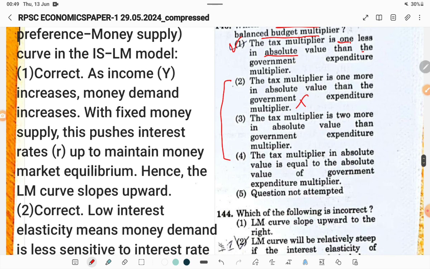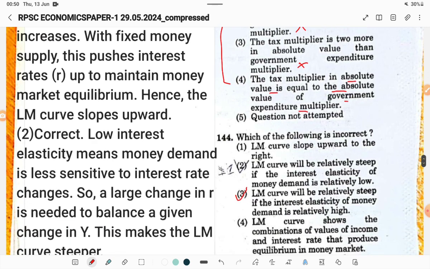And the fourth, the tax multiplier in absolute value is equal to the absolute value of the government expenditure multiplier. This is wrong because taxes only impact the portion of income that would have been consumed, the marginal propensity to consume, we can say, while spending impacts the full amount. So the tax multiplier is always smaller, not equal to the government multiplier. So the first will be the right answer here.